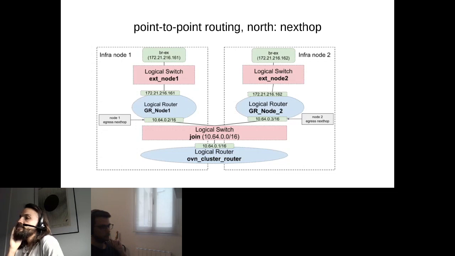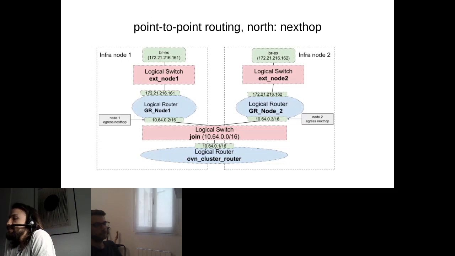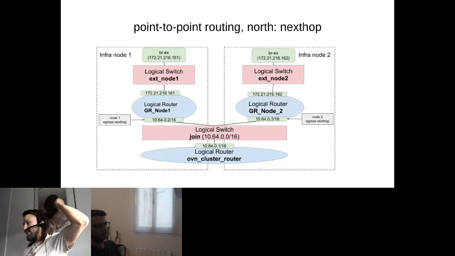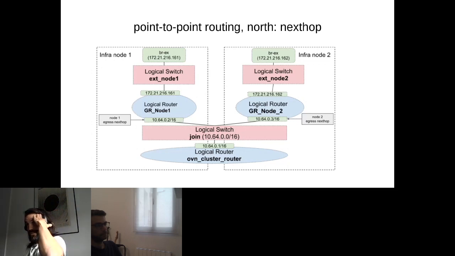All right. So it has a pair of logical switches. Those logical switches are connected to a logical router, one per node. And then they are connected with a join switch, and the join switch is connected to a join router. So it's the typical sandwich of router, switch, router, switch. The most important part here is the IP address of the egress next hop, which is the IP address that we use for the point-to-point routing.